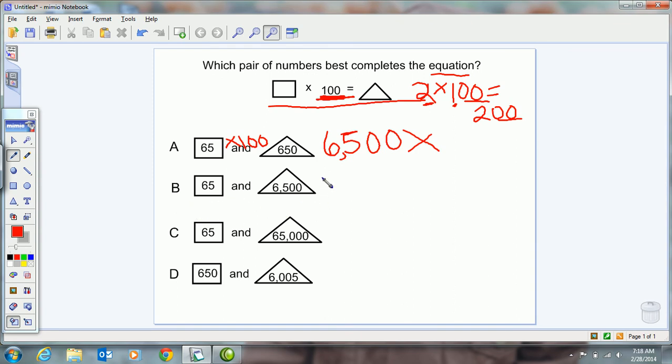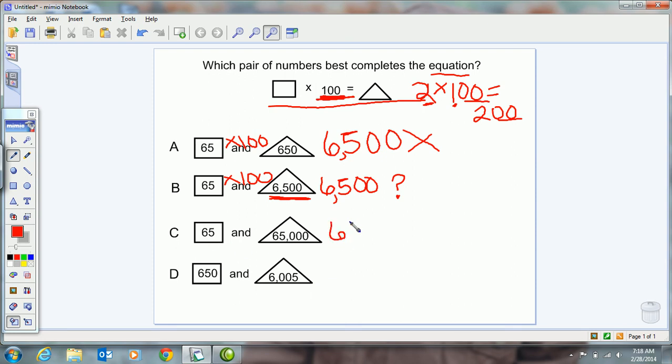For B, it starts with 65 again. And we want to multiply it by 100. So we will add 2 zeros. And I get 6,500, which matches what is in this triangle. So this answer might be correct. But we are not going to stop here. We're going to continue to look at C and D and make sure there's no other answers that look correct.